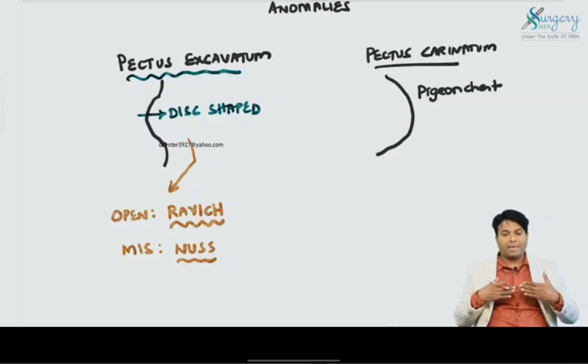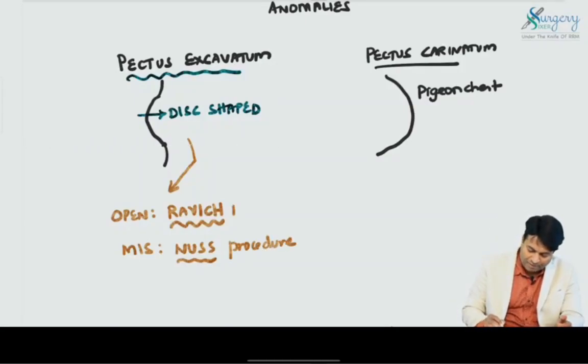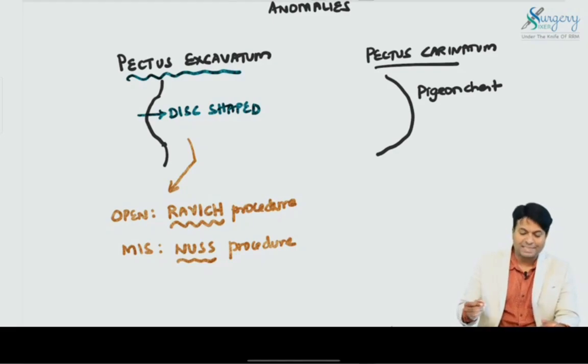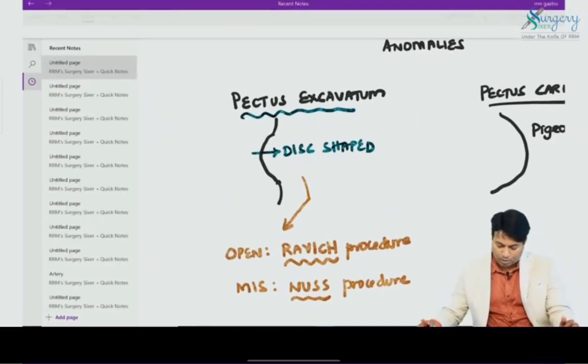We keep a long metal bar behind the sternum, known as the Nuss procedure. So the Ravitch procedure is an open operation. The Nuss procedure is a minimally invasive surgery. So pectus excavatum and pectus carinatum, both of these will need surgery. So let me show you the images of these points as an exam.